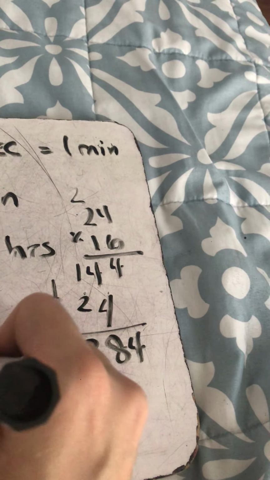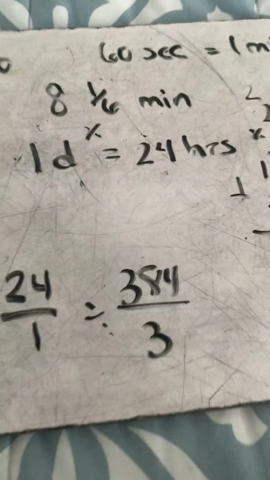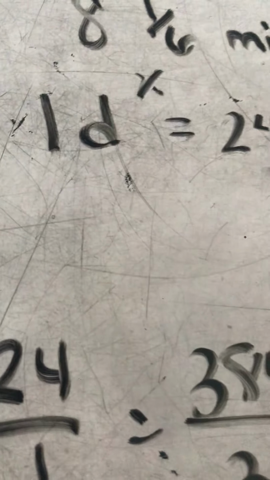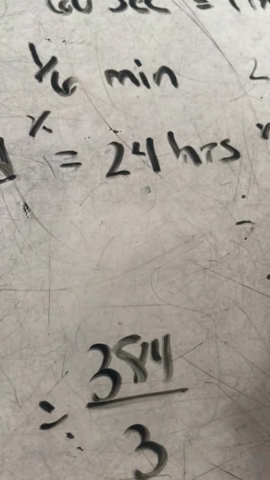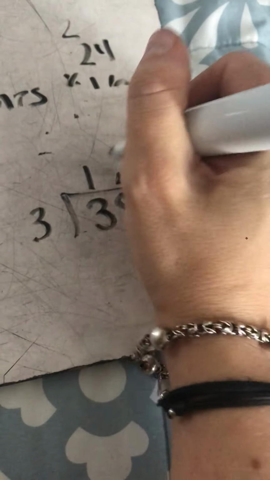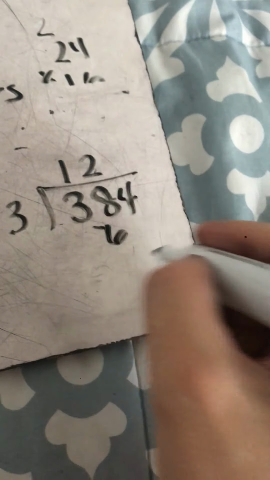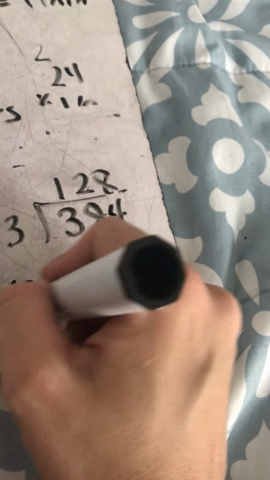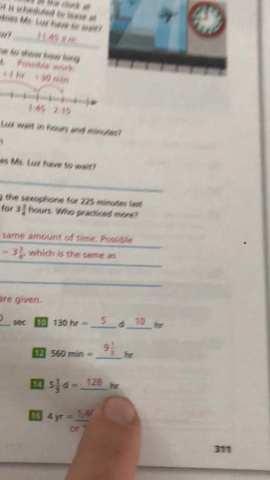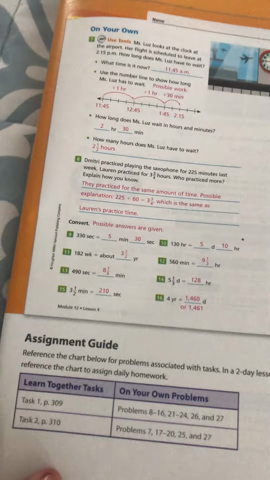384 over 3. Now I have to divide 384 by 3 to see what my answer is going to be. So I'm just going to erase some space here. Need some space. 3 goes into 3 once. 3 goes into 8 2 times. Bring it down the 4. 3 goes into 24 8 times. 128. So that means 128 hours. 5 1/3 days equals 128 hours. Bada bing, bada bang. Now we're going to do number 15.